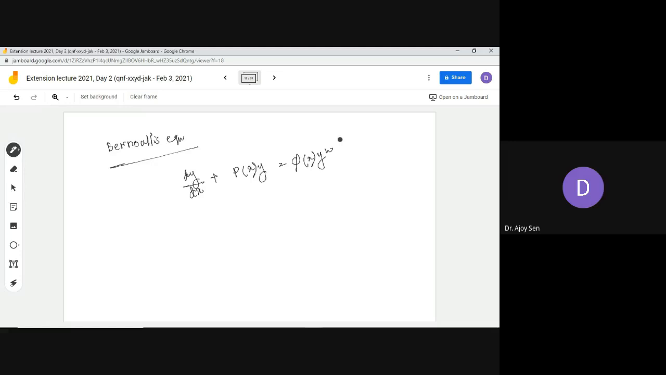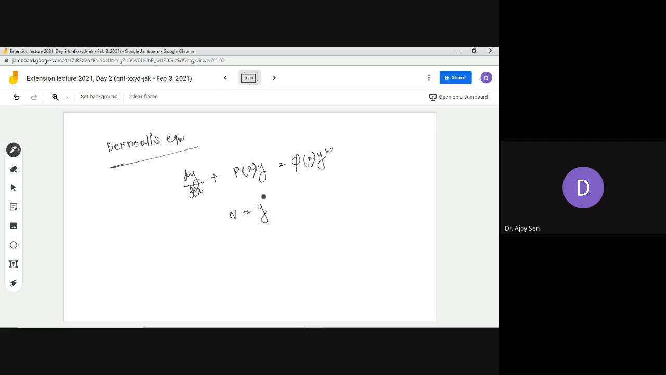Bernoulli's equations are this kind of equation. These kinds of equations are again a type of differential equation which are easy to solve, or at least, if you take some kind of substitution, this type of equation can be solved. So what is the method of solving this kind of differential equation?